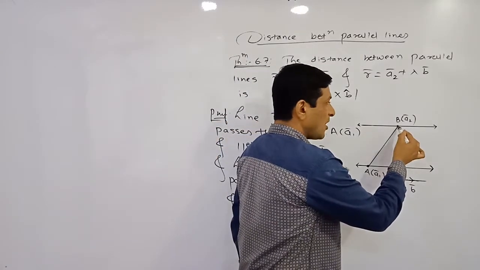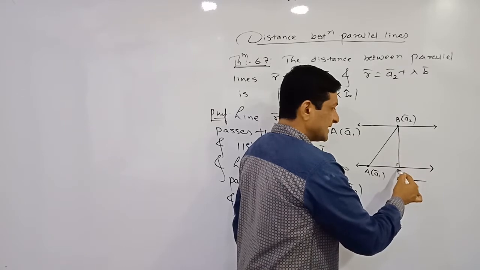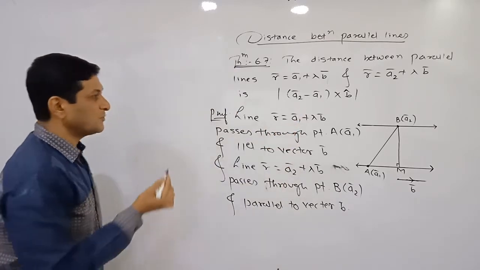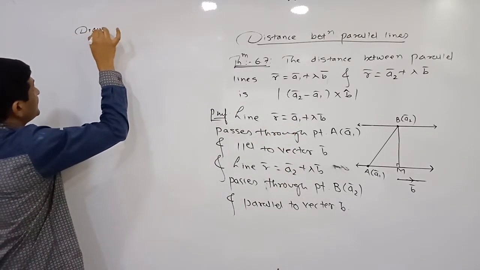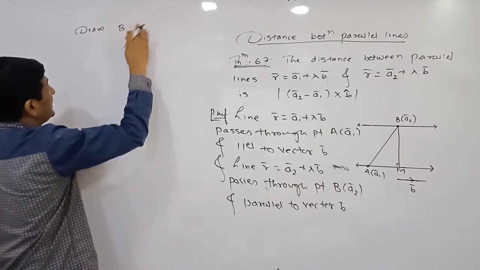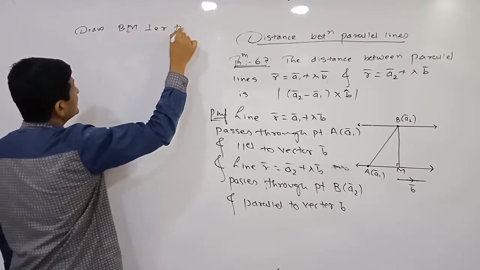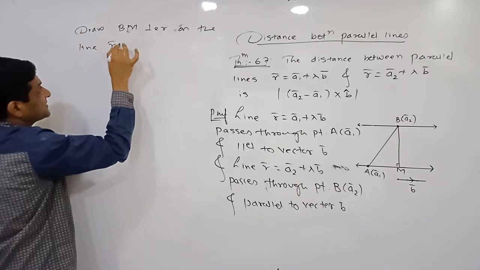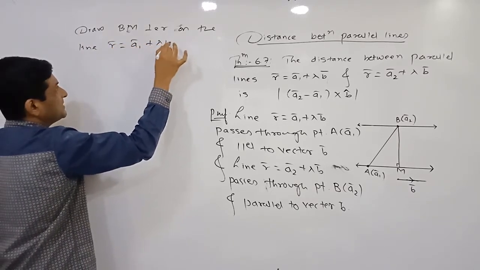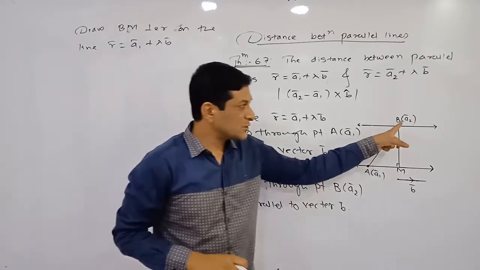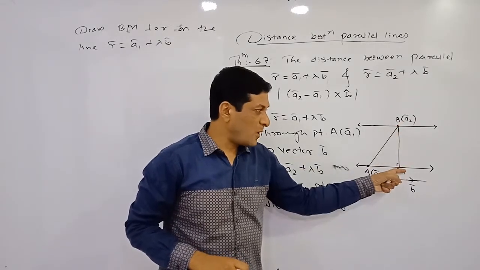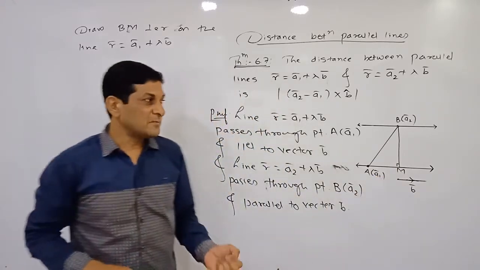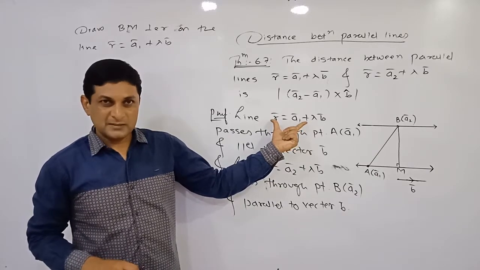Let us draw a perpendicular from point B on the second line. Denote the foot of the perpendicular by M. So here we can say that BM is the distance between these two parallel lines. So draw BM perpendicular on the line r bar is equal to a1 bar plus lambda b bar. This BM is drawn perpendicular from the point B on this line, where this line passes through point A, whose position vector is a1 bar, and is parallel to vector b bar. Means we have drawn the perpendicular on this line.